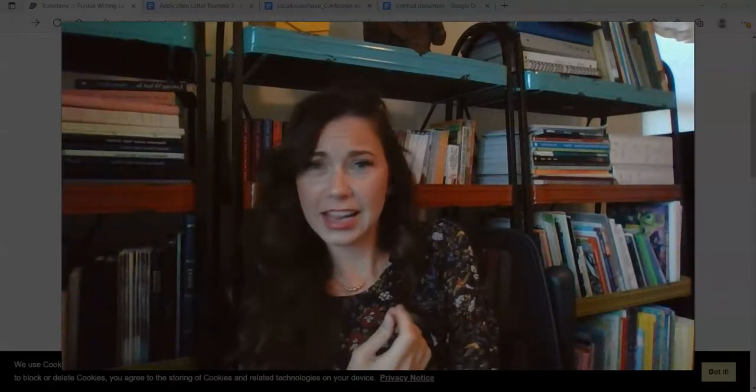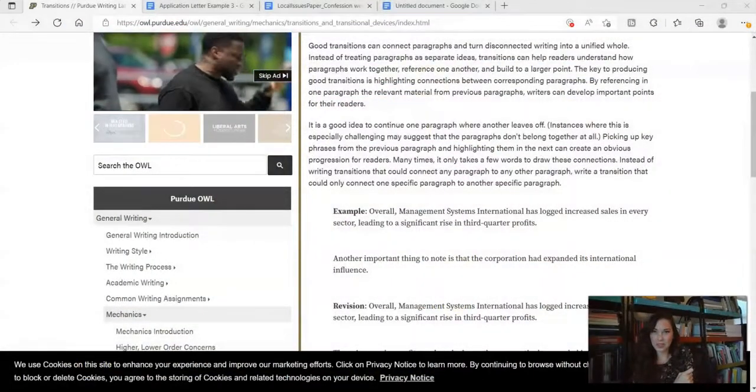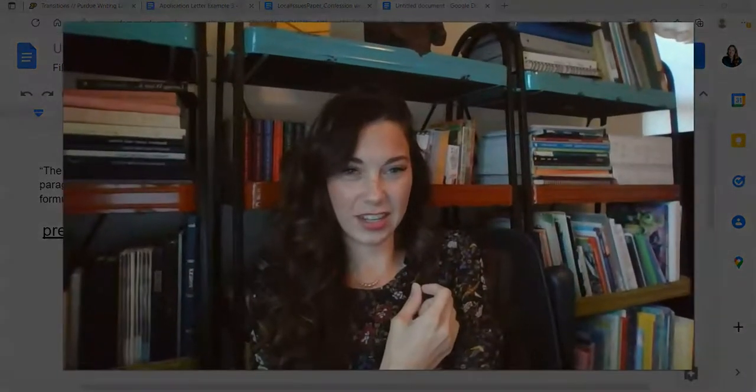I want to show you the transition equation one more time here. So the key to producing good transitions is highlighting connections between paragraphs. You want to reference the previous idea in your topic sentence of your new paragraph, say what this new paragraph is going to be about, and then explain how the ideas go together. So the formula looks like this. Previous idea in the paragraph before, the new idea of what this paragraph is going to be about, explain how these ideas go together, and that's your grown-up transition.